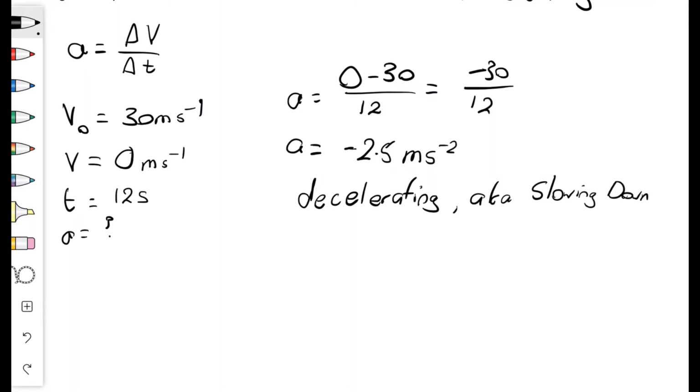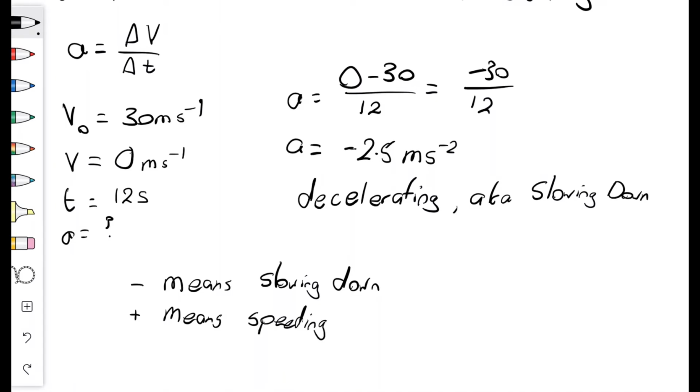If you ever see a minus sign, minus means slowing down. A positive number means speeding up. And if it's 0, it's constant velocity, neither speeding up nor slowing down.